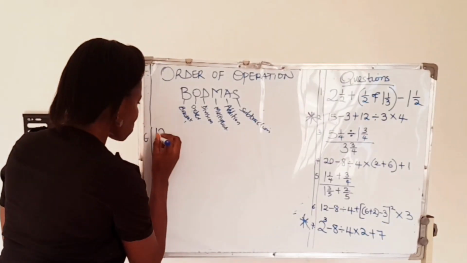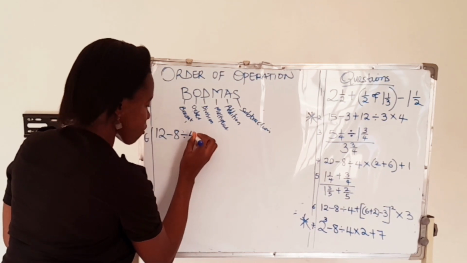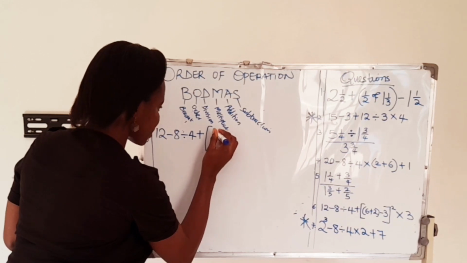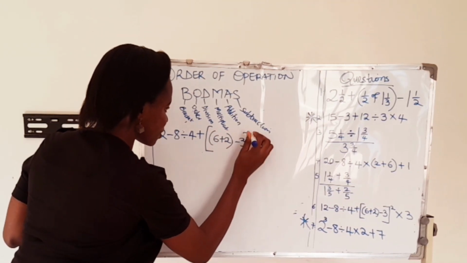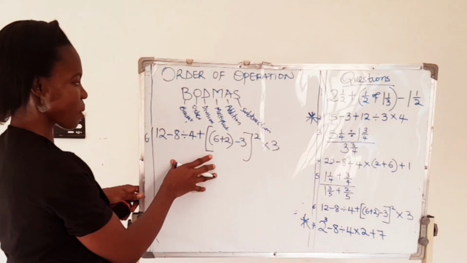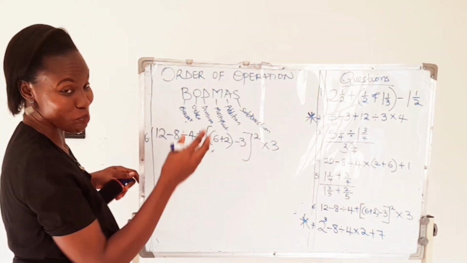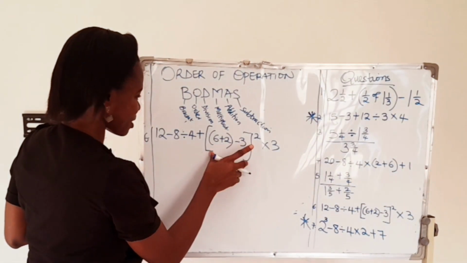6 says 12 minus 8 divided by 4 plus bracket 6 plus 2 minus 3 raised to power 2 times 3. This is a very interesting one. So this one has almost all the operations. And here we have 2 brackets. You have this bracket and the bigger bracket.